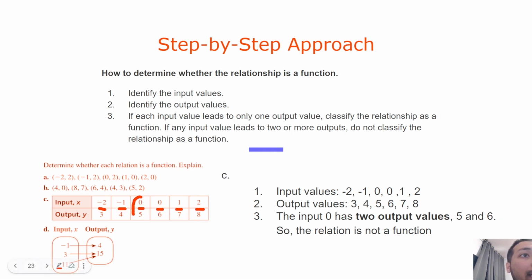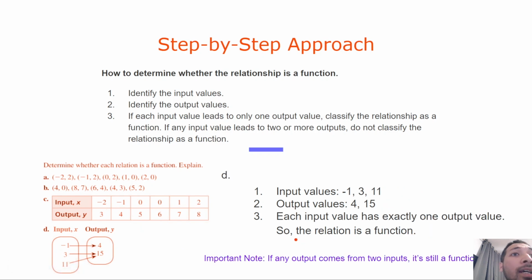Again, we can see that the same input 0 is giving two different outputs. So you cannot have this as a function. And lastly, we can see that over here we have -1, 3, and 11. And the output values are 4 and 15. Each input is giving exactly one output.